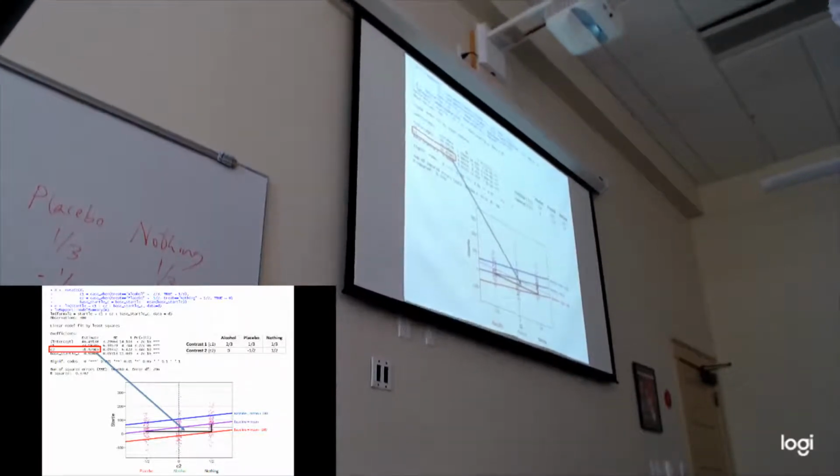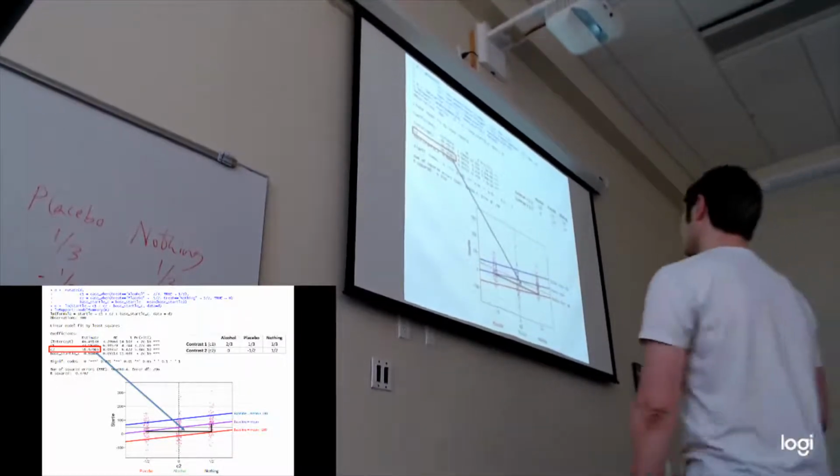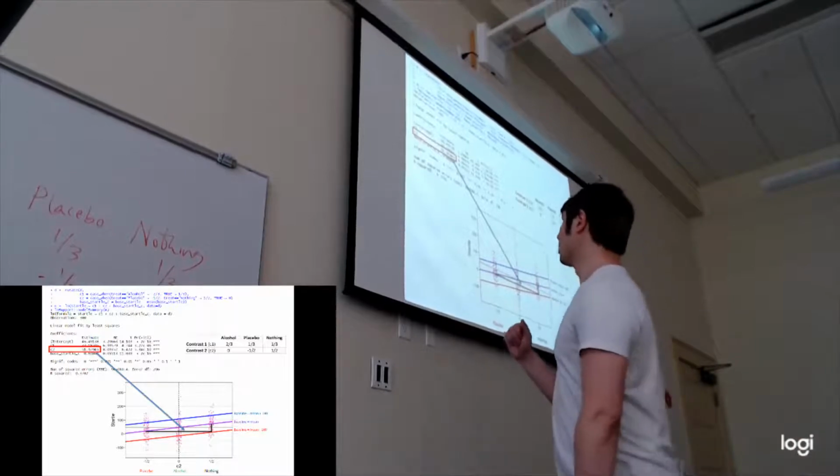And so what's one way of understanding C2 in this example? Difference in means between placebo and nothing. The difference in means between placebo and nothing, which is 51.98.